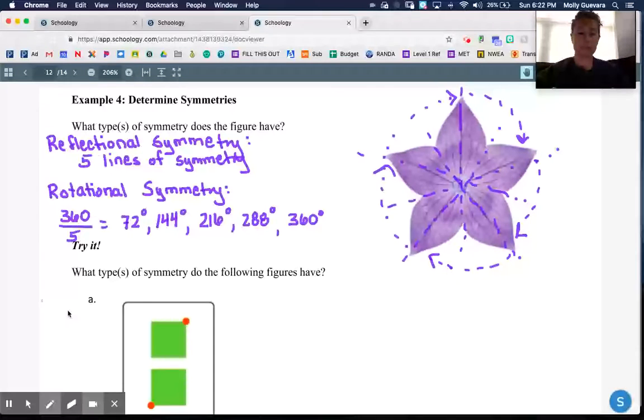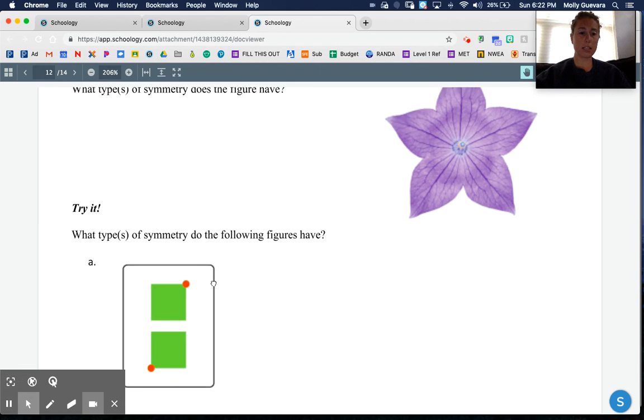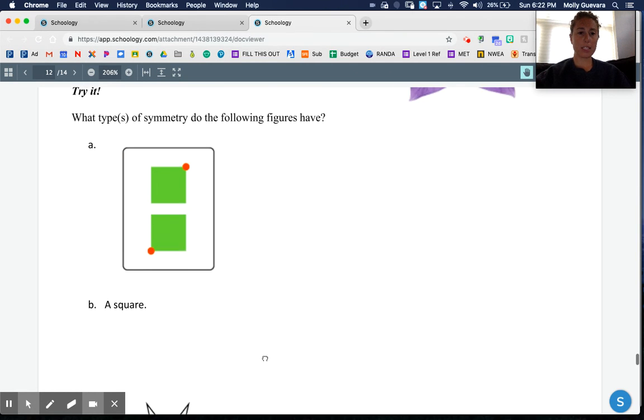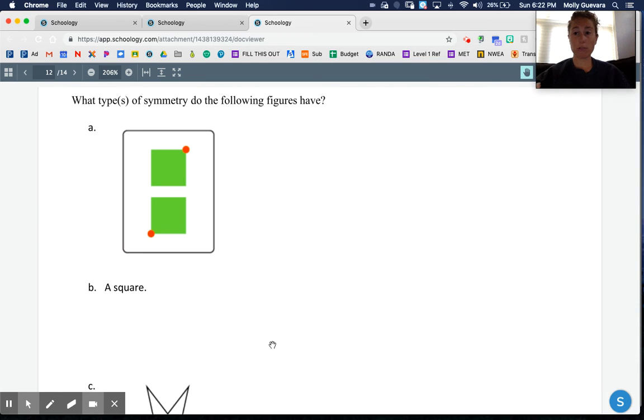Okay. So pause this if you need to. I'm going to get rid of it. And the last thing that we're going to do, you guys have 3 shapes, A, B, and C, and you're just going to do the same thing. Does it have rotational symmetry? Does it have reflectional symmetry? Does it have point symmetry? And then when you are ready to go over them, go ahead and hit play on the video.